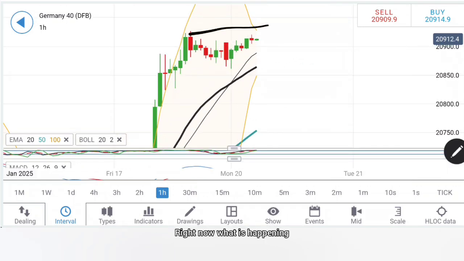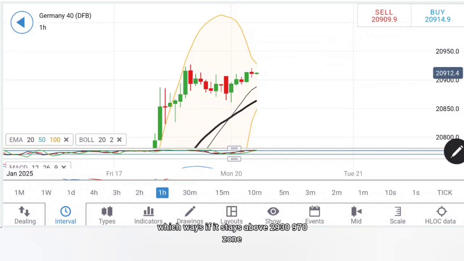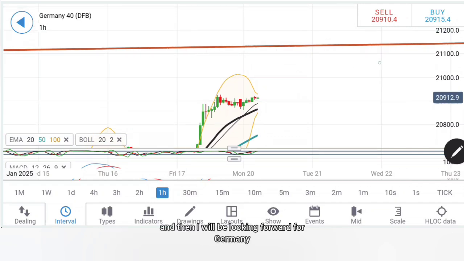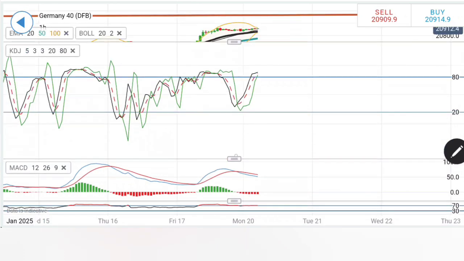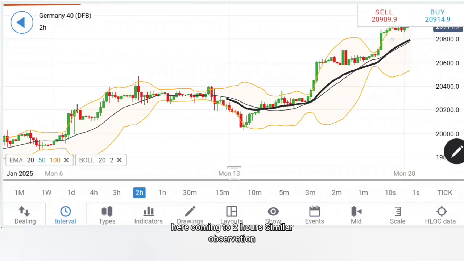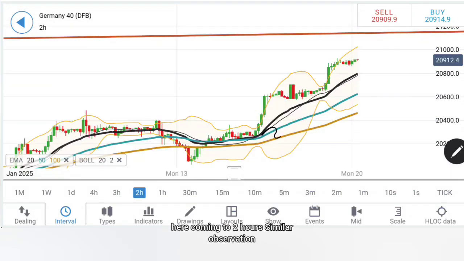Right now, what is happening? It is staying sideways. I will wait for a breakout either which ways. If it stays above 2930, 970 zone, stay bullish for 21,020, and then I will be looking forward for Germany to strike these levels here at 2120, 140 levels. The stochastic is overbought, while the MACD after the crossover is trying to retrace a bit. RSI overbought here.